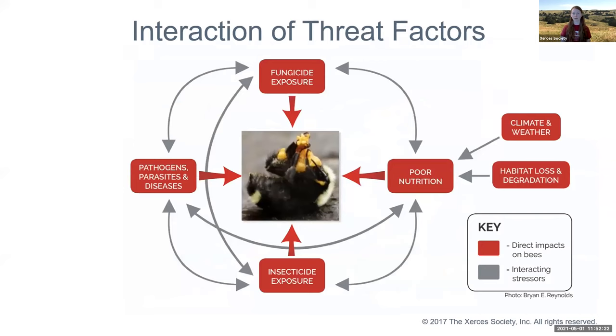And another way to look at this is the interaction of them. So not only could it be pesticide exposure killing the bees, but it could be the interaction of pesticide and habitat loss that's affecting the bees. Or maybe a bee is exposed to a fungicide that is already dealing with a certain pathogen. There are many different factors that are leading to bee decline, right? It's not just one. There's a whole bunch of different threats that bees are facing, and trying to tease out which one is dominant is nearly impossible.